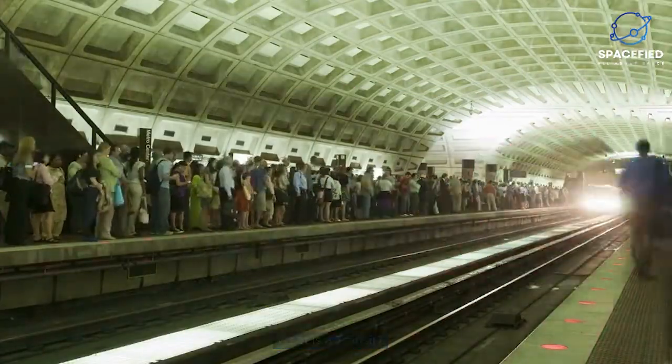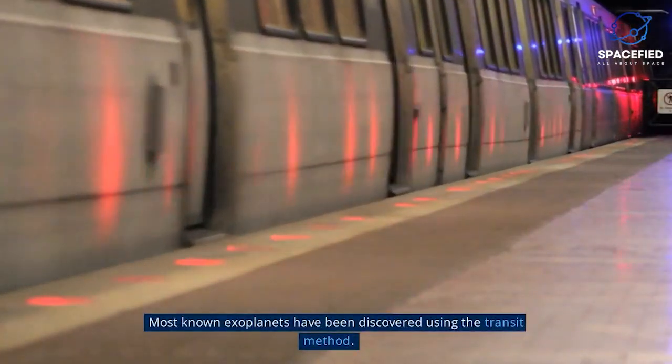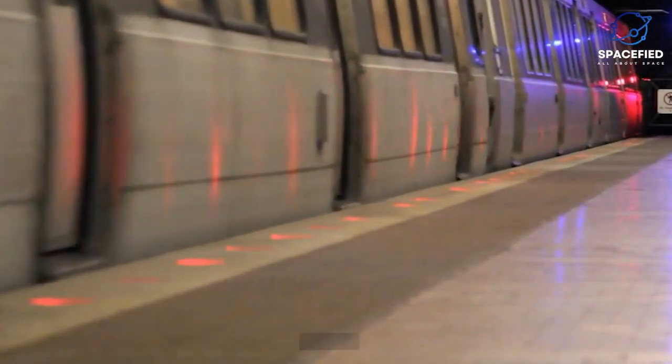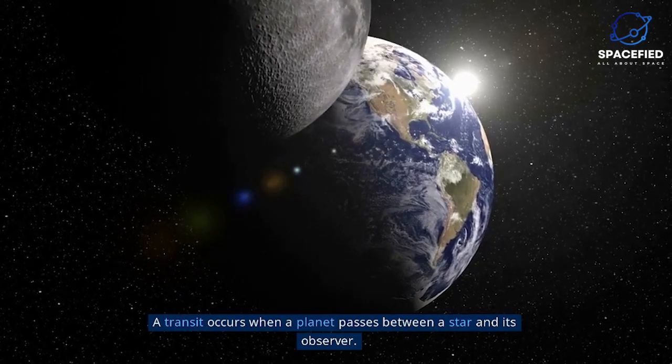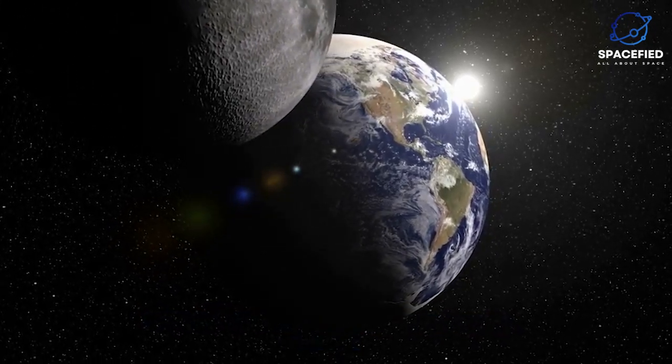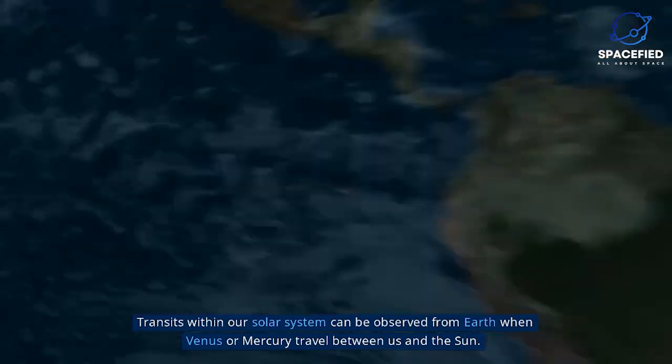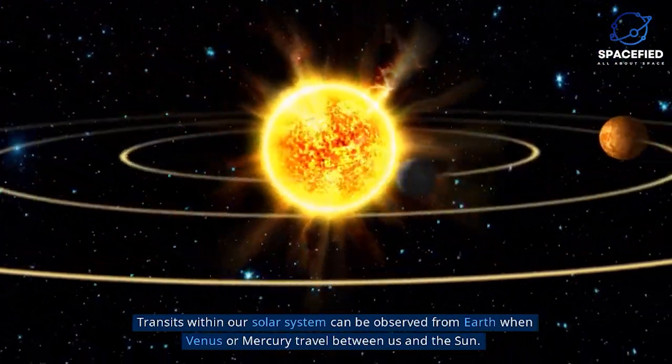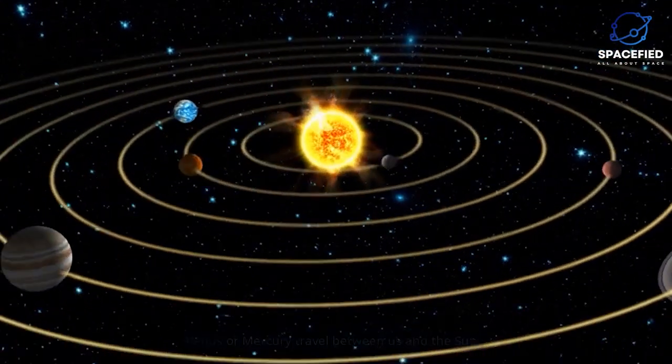What is a transit? Most known exoplanets have been discovered using the transit method. A transit occurs when a planet passes between a star and its observer. Transits within our solar system can be observed from Earth when Venus or Mercury travel between us and the Sun.